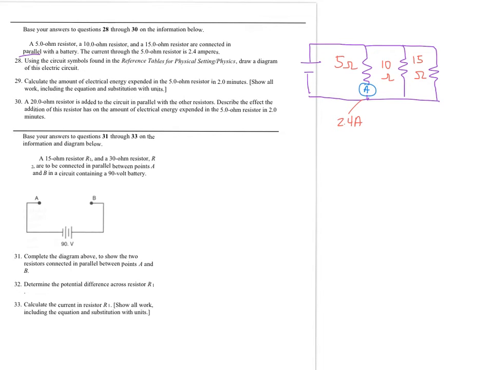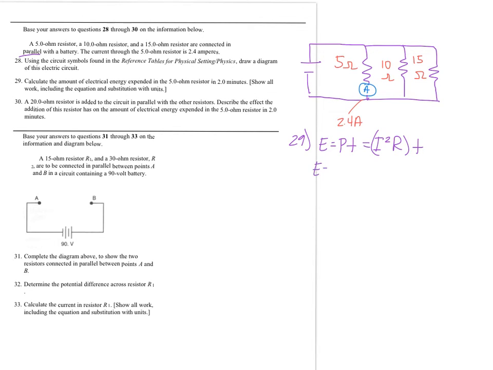Part B, calculate the amount of electrical energy expended in the 5 ohm resistor in 2 minutes. Our equation here is that E is equal to P times T. You could break this down by finding P, using I squared R times T. This I squared R stands for P. You'll find it in the reference table, 3 different ways to express P.